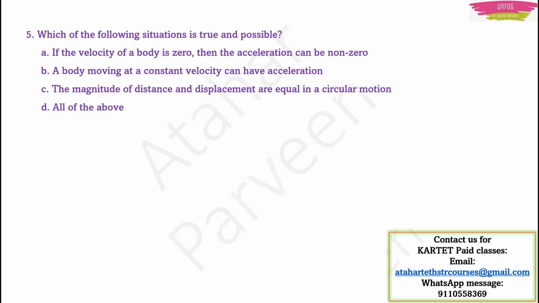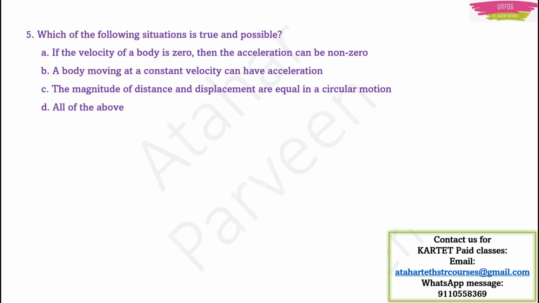Next question. Which of the following situations is true and possible? You have to read the options. Anyway, the fourth option is all of the above. You have to read the first three options and decide which situation is true and which one is possible also. First is, if the velocity of a body is 0, then the acceleration can be non-zero. Is it true and is it possible? Think. Till then I'll read the next option.